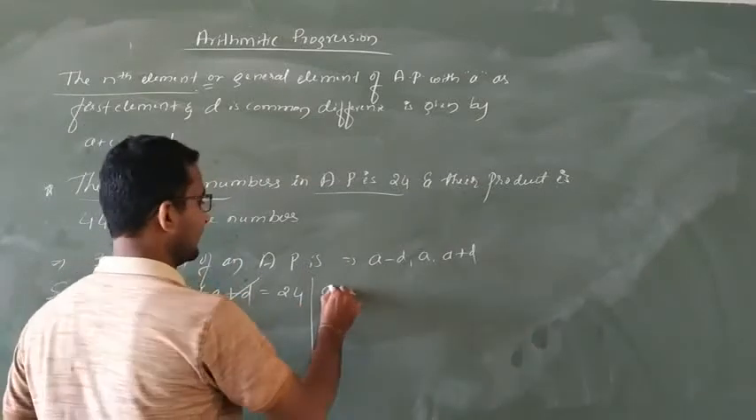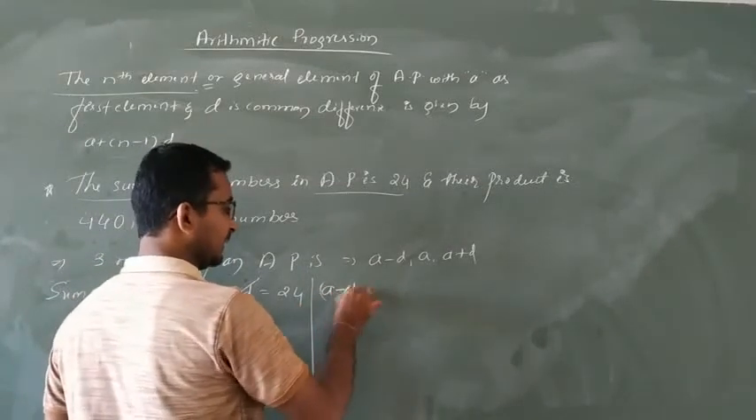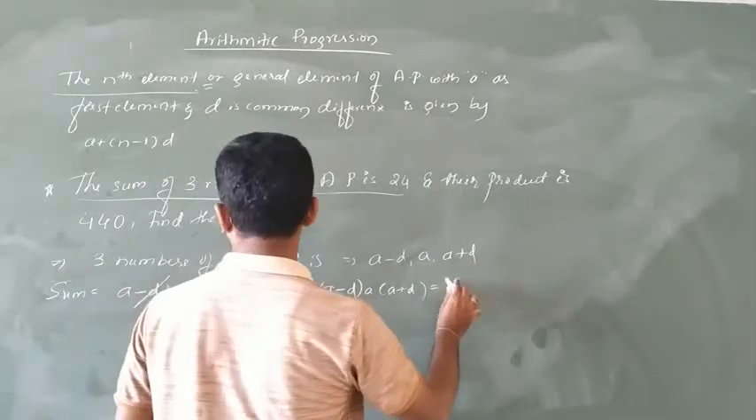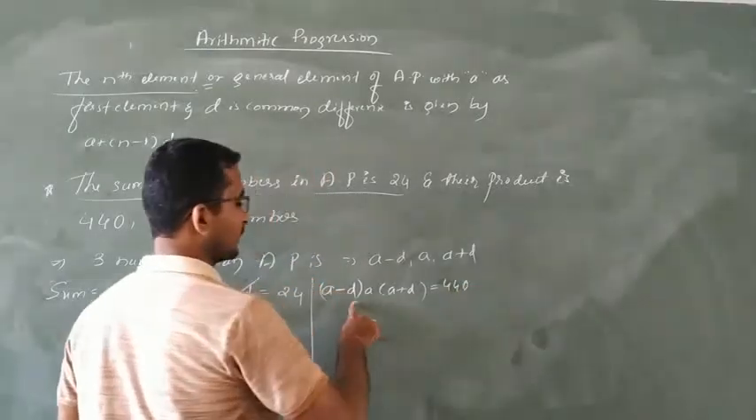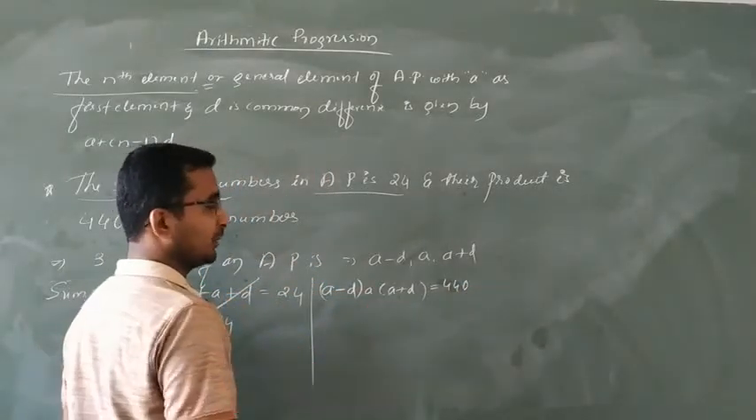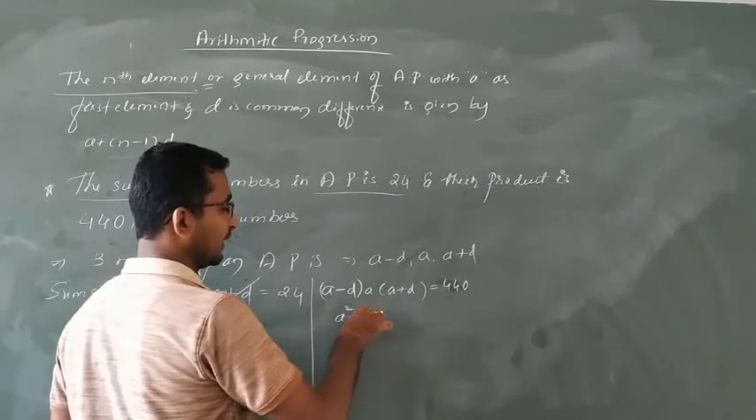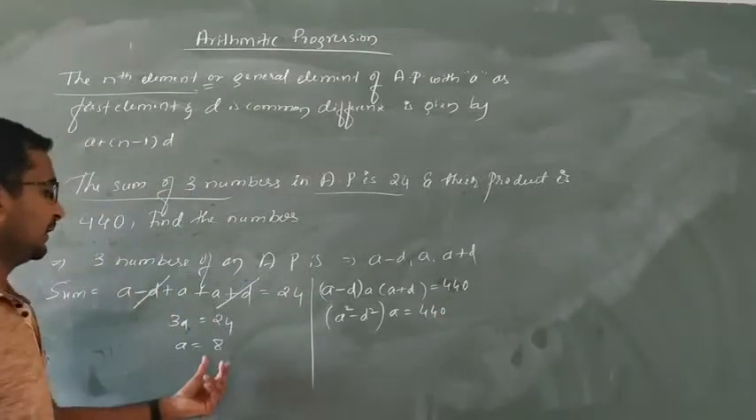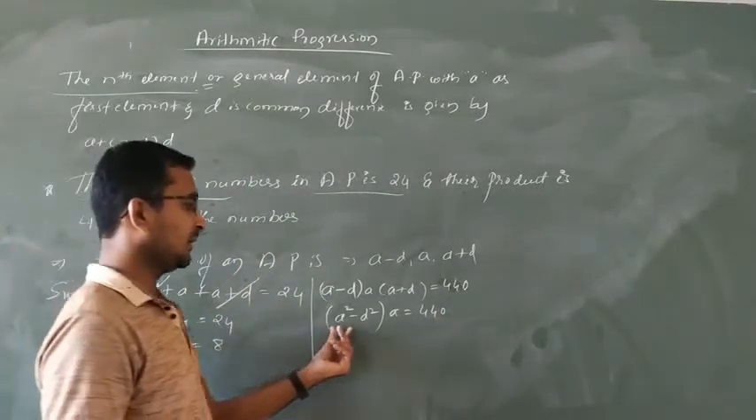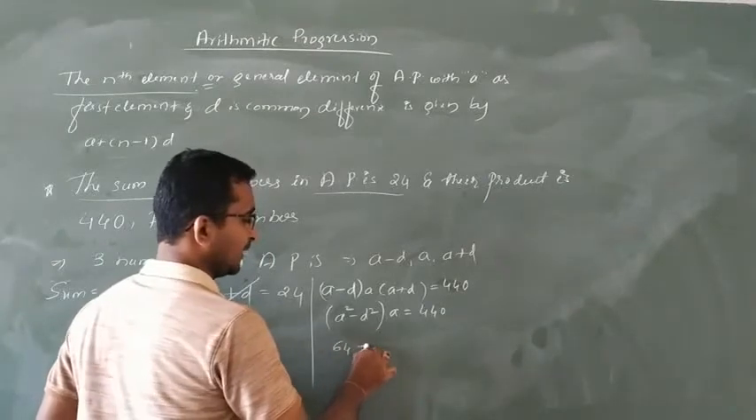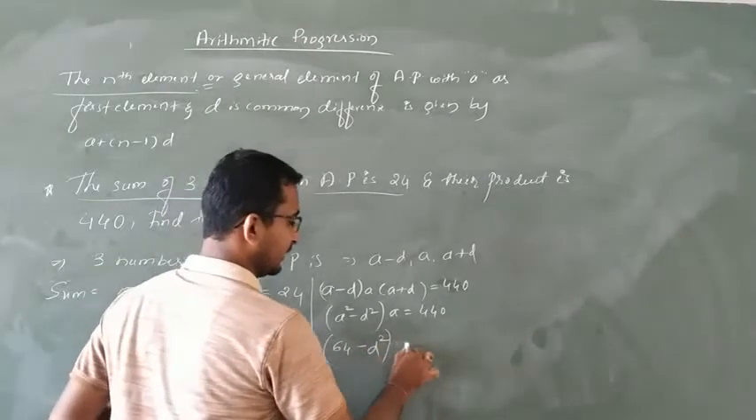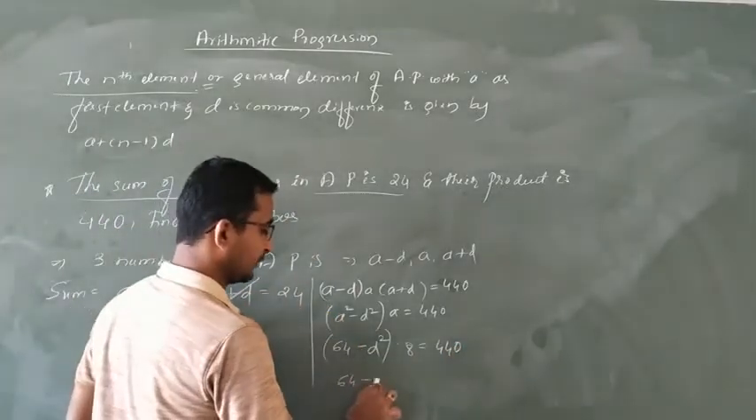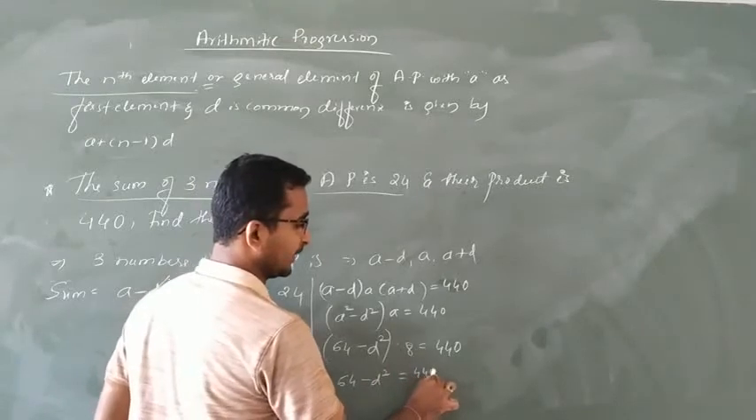Their product is A minus D into A into A plus D. How much have they given? 440. Okay, their product is 440. That is A squared minus D squared, into A, is 440. Already we know the value of A is 8. So A squared is 64, minus D squared, into A, is equal to 440. Okay, 64 minus D squared is equal to 440 divided by 8.